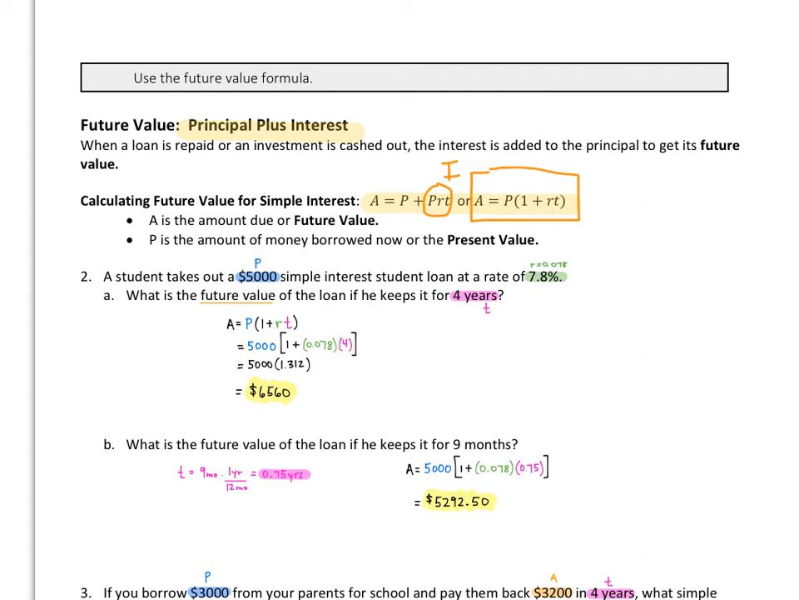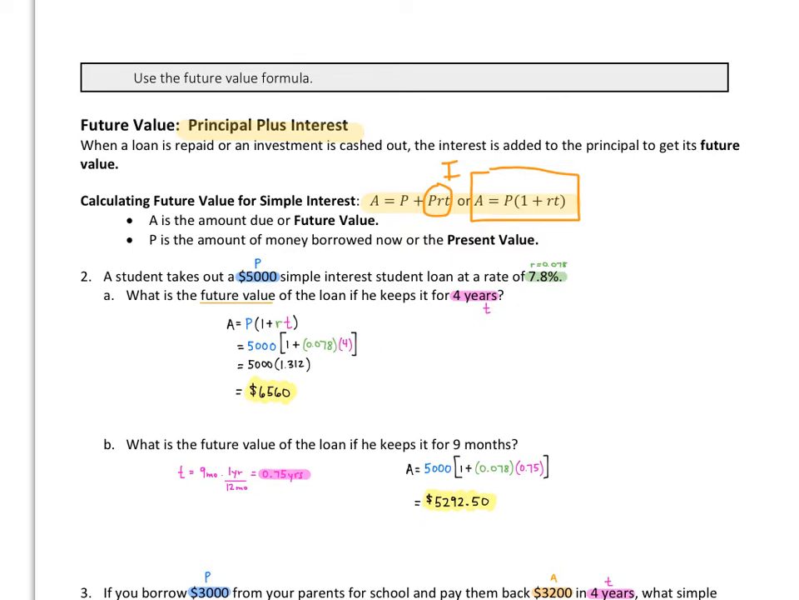So now, going to our first example with future value, a student takes out a $5,000 simple interest student loan at a rate of 7.8%. So that's the same information from prior examples. What is the future value of the loan if he keeps it for 4 years? So another way is, how much does he have to pay back, right? So he's borrowing $5,000. What's the total amount he has to pay back?